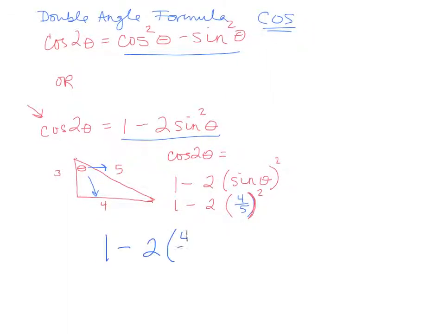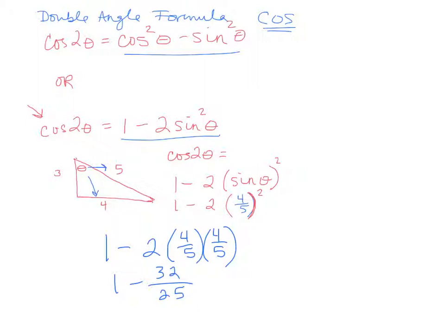So that's, if you want to, you can write it like this. That's what it means. 2 times 4 times 4 is 32. 5 times 5 is 25. Again, that 2 is a whole number. It's really 2 over 1. So that 2 is only in the numerator. It's not in the denominator.